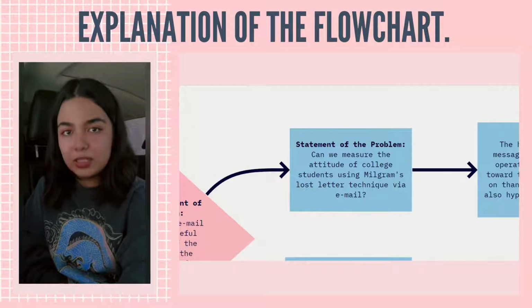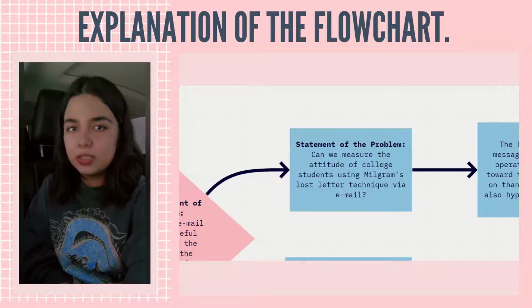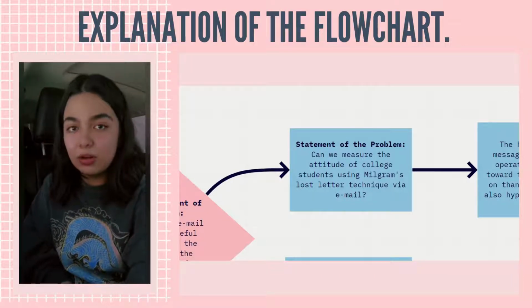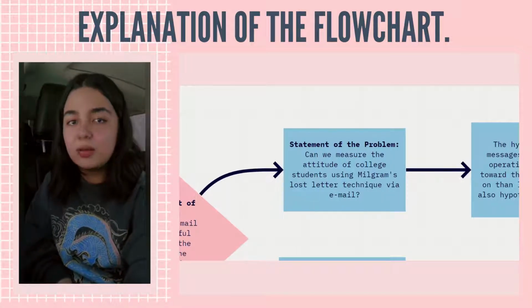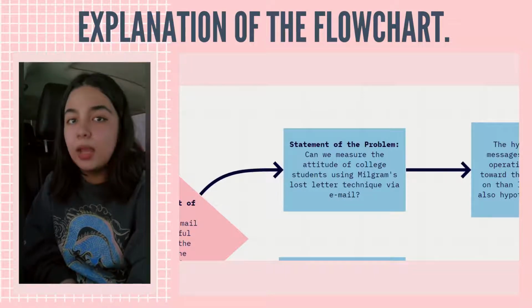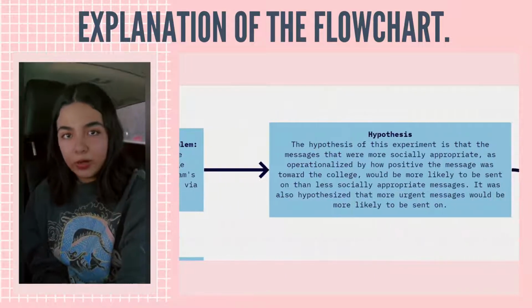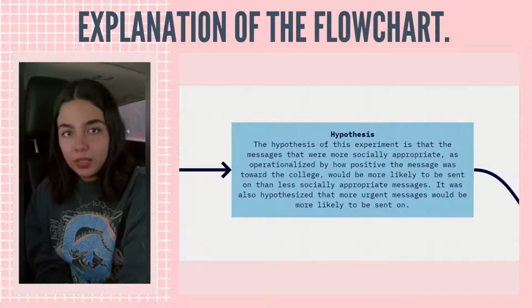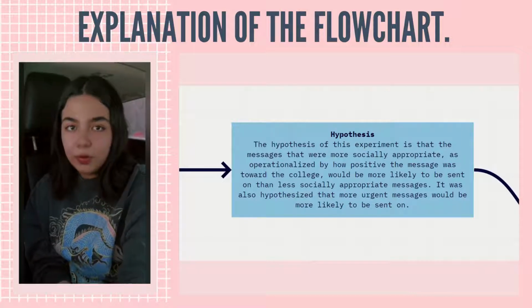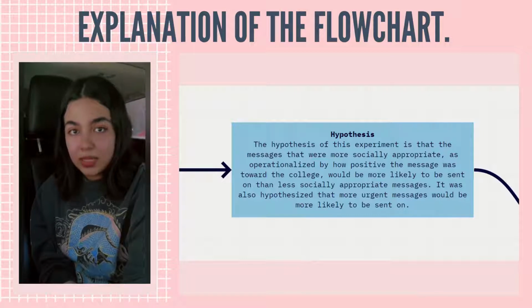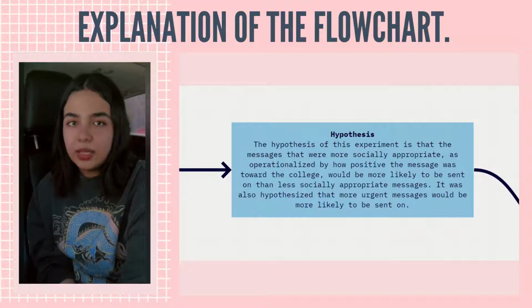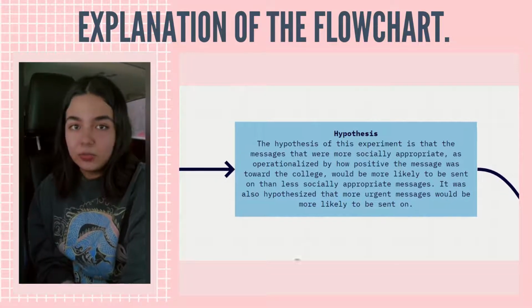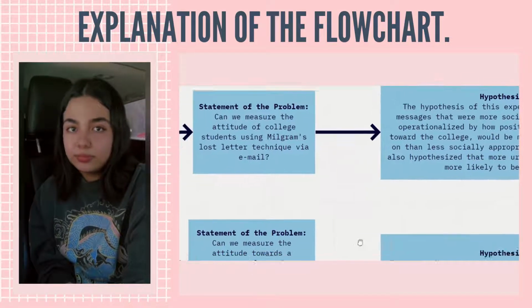In the first experiment, the subjects of study were college students. And the specific statement of the problem is: can we measure the attitude of college students using Milgram's lost letter technique via email? And the hypothesis of this first experiment is that the more socially appropriate messages will be more likely to be sent on than those less socially appropriate messages. And it was also hypothesized that the more urgent messages will be more likely to be sent on.